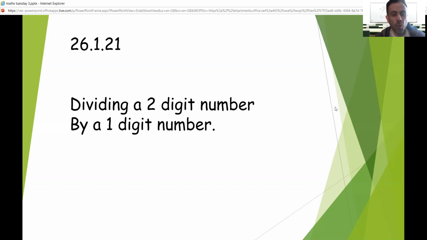Yesterday's was a little bit tricky, but we are carrying on with some more dividing a two-digit number by a one-digit number. I've said it a couple of times now. Every time you do something for the first time, it's a little bit tricky, but we're going to spend a little bit more time on it. Hopefully today's will all make sense and we can all have a go.